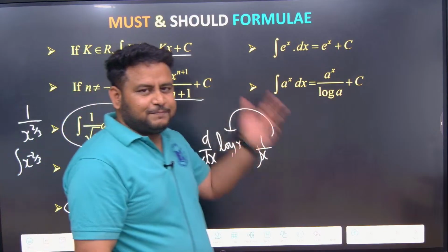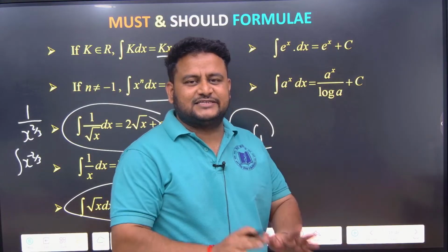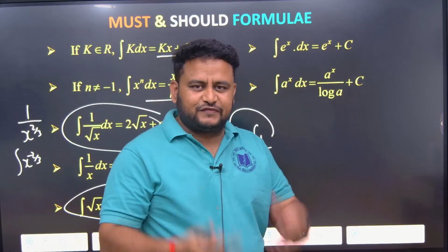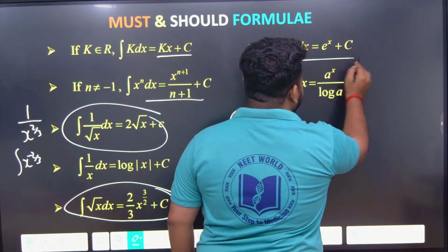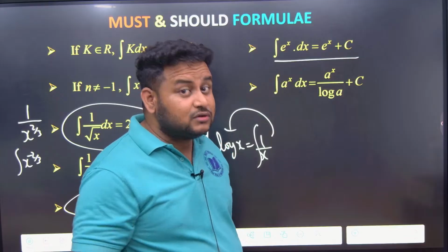Now, integral of e power x. Integral and differentiation meet here. Okay, they say we are not opposites here, we are friends. Integral of e power x or differentiation of e power x is the same. So, integral of e power x is what? E power x plus c. Differentiation of e power x is what? E power x. There is no constant there when it comes to differentiation.